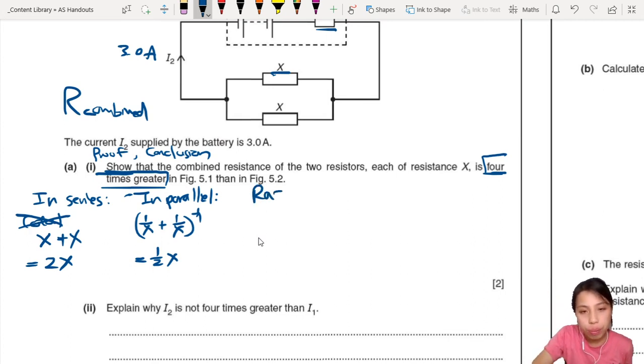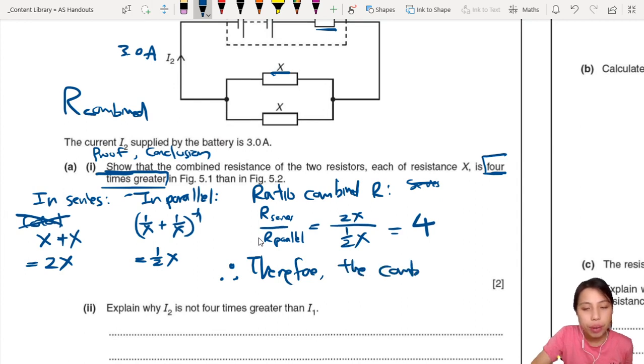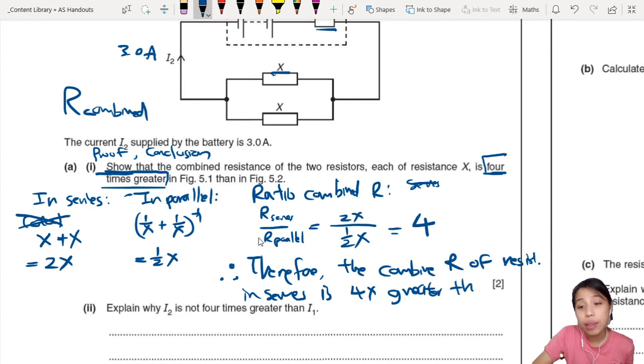So you do the ratio of combined resistance. You can take series over parallel. R series over R parallel equals 2x over half x. What's the ratio? So x and x cancel out already. So you get 4. And you must say therefore, or you must say conclusion. Therefore, the combined resistance of resistors in series is 4 times greater than parallel.